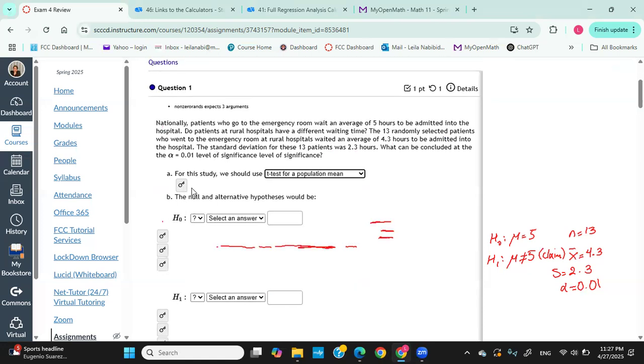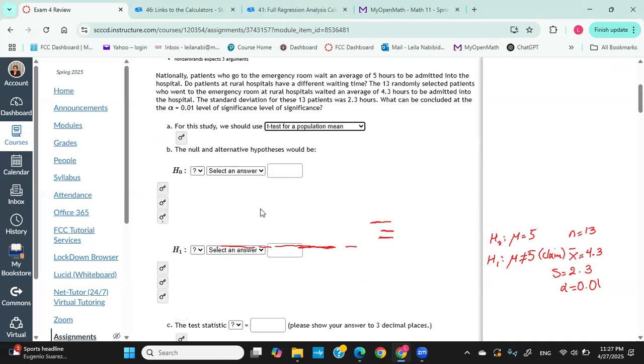Then we need to find the null and alternative hypothesis. To write the null and alternative hypothesis, I put it here. So we need to choose mu. And we always choose the equal sign for the null, mu equal to 5. So you choose mu, equal, and you just type 5. For the next one, still we have mu, but not equal to 5. And if you see the correct answer, you see mu is not equal to 5, which is correct.